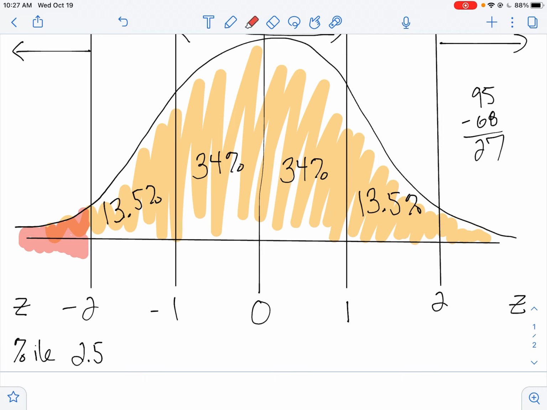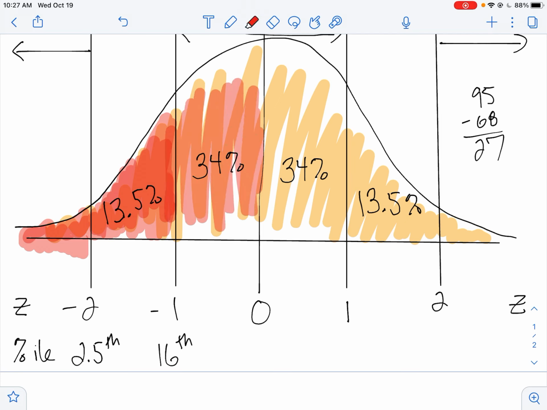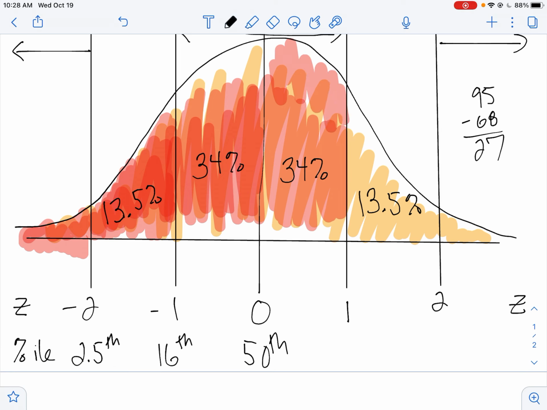If I wanted to go up to -1, notice that includes that 2.5 I included before. So all of this is going to be included. That's going to give me 13.5 plus 2.5, which is 16. So I'm looking at the 16th percentile. Right up to my median and my mean right here in the middle, that accounts for my 50th percentile. Again, I'm going to color all of this, so I'm accumulating more here. Again, this would include all this. I'm just doing a bad coloring job. This would account for the 84th percentile.